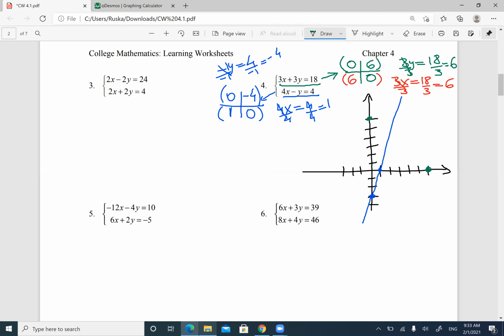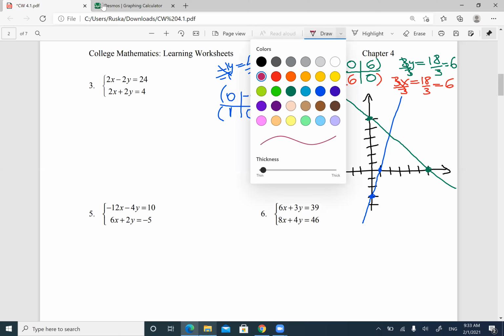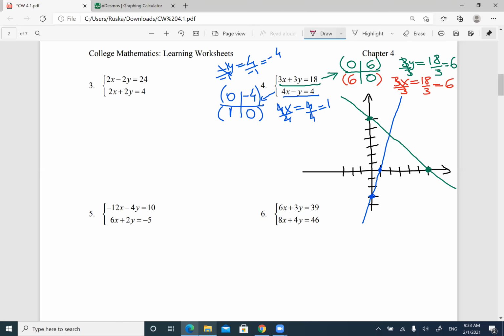So when I connect those two lines, I'm going to find my solution. So where's my solution? Looks like 2 and 1, 2, 3, 4, right? 2 and 4.